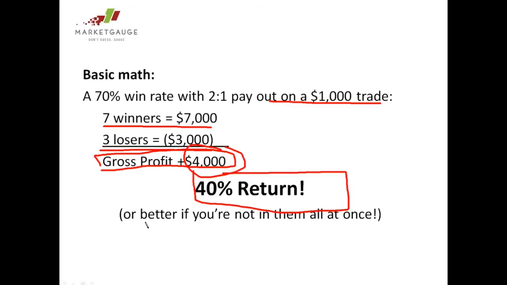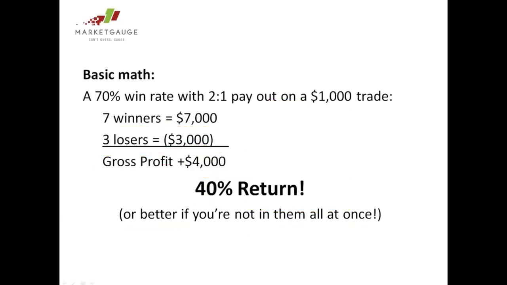Now I say down here that this assumes you're in all of them at once. If you're not in all of them at once, you might be able to recycle that $10,000, even if you're not compounding, just recycle it, and then your return on your money is even better. So when we talk about edge, when we talk about looking at the market, when we talk about developing a system, that's what I'm talking about. And being able to evaluate your system in a really simple way, like I've done here.